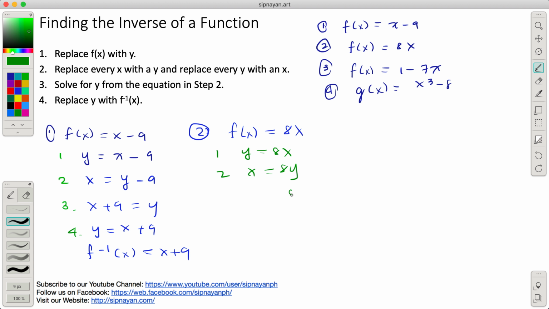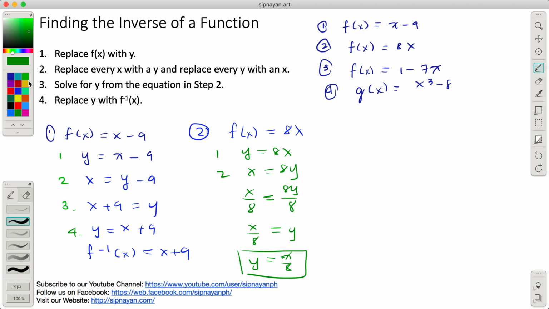So, 8y, divided by 8. Para y na lang matira sa isang side. Kailangan y yung matitira sa isang side, di ba? Equals x over 8. Kaya y equals x over 8. Okay, so, y equals x over 8, yung pinakasagot natin. Of course, tama naman to. Parang convention na yan, nilalagay natin yung y sa kaliwa, pero either way, tama naman yan pareho.